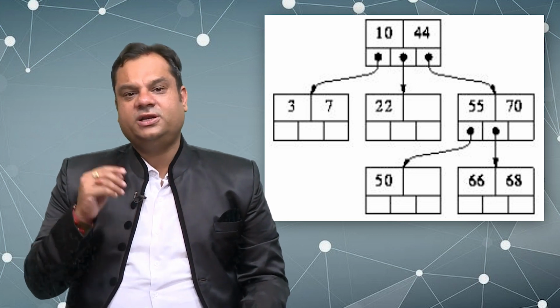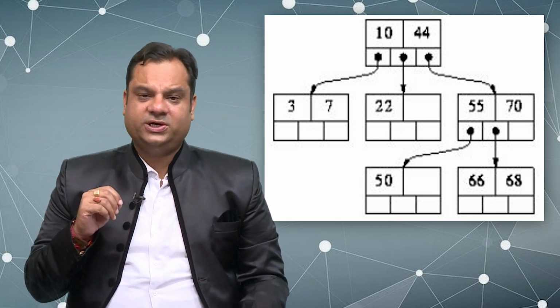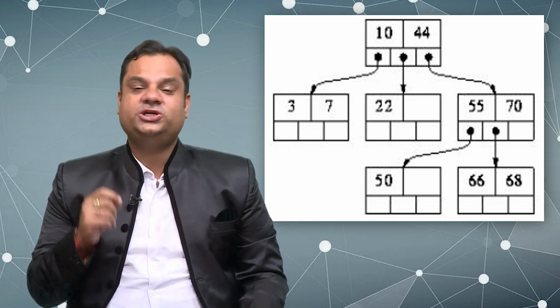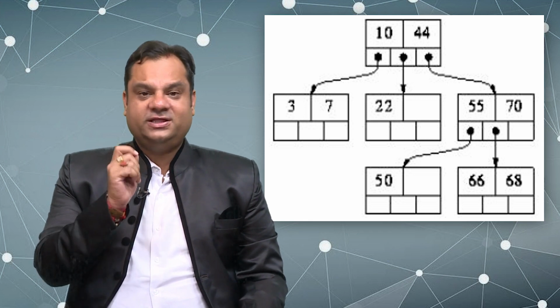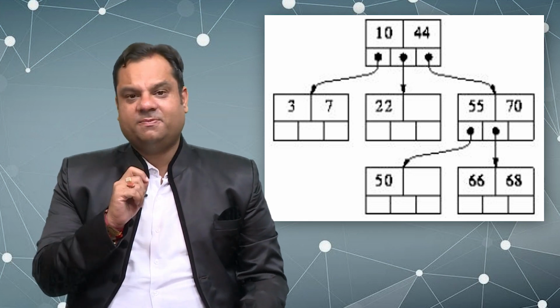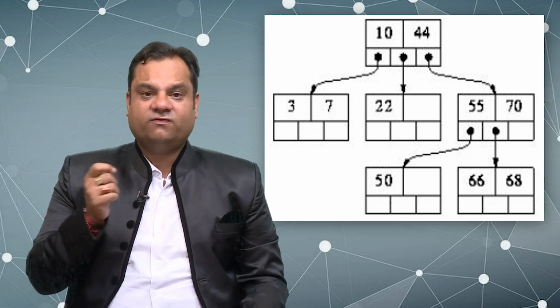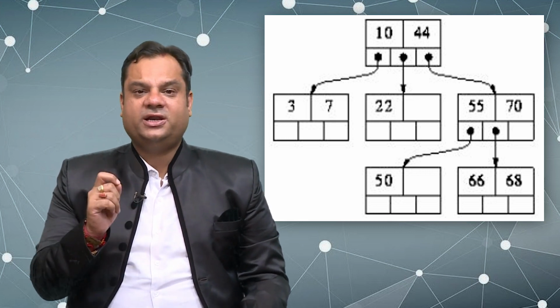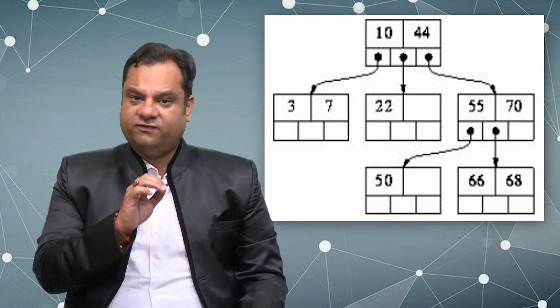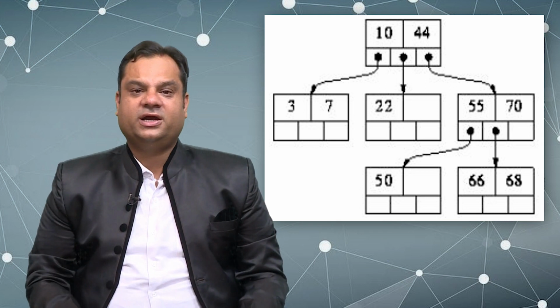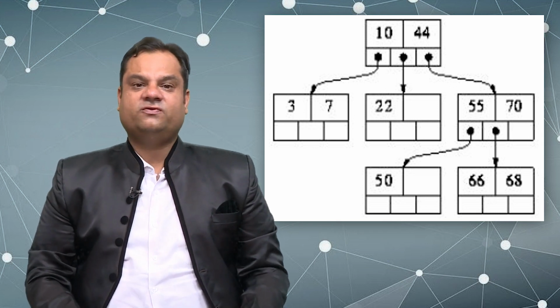Now I'm talking about the next item, that is 22. 22 is greater than 10 but it is less than 44. It should be connected in between 10 and 44. We have a path, a right child of 10 or we can say the left child of 44. So 22 should be connected as the right child of 10 or the left child of 44.